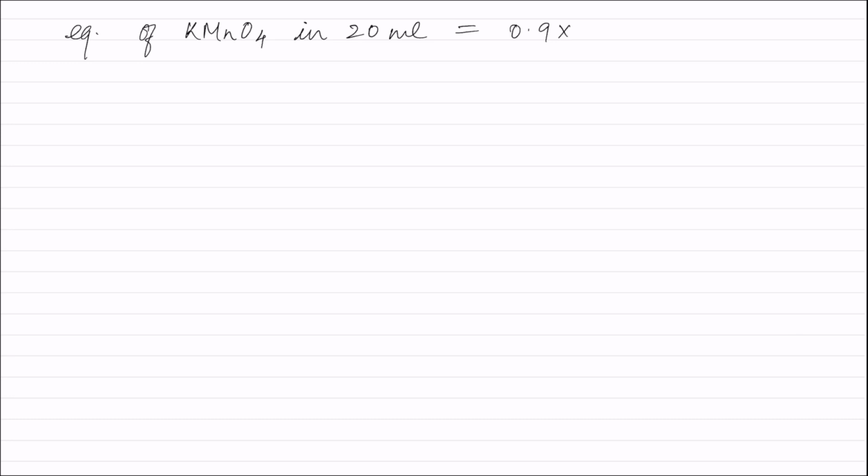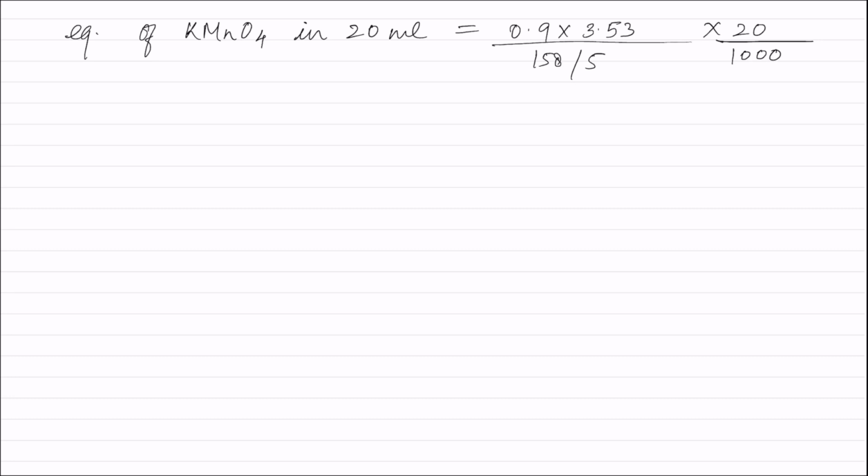Therefore, equivalence of KMnO4 in 20 milliliter of solution is equal to 0.9 into 3.53 divided by 158 by 5, into 20 divided by 1000 equivalents.